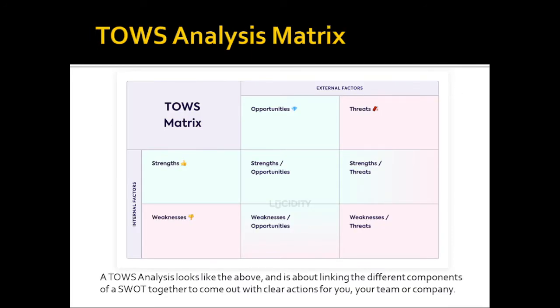So, the TOWS analysis matrix. This is how your matrix will look. A TOWS analysis looks like the above, and it's about linking different components of a SWOT together to come out with clear actions for you, your team, or company.